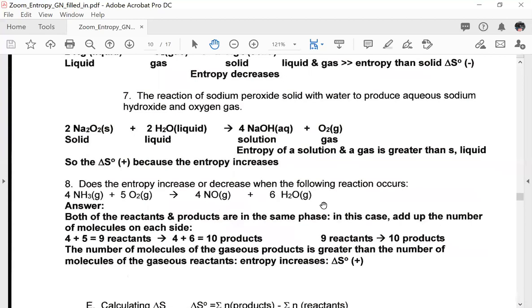So our answer is that both the reactants and the products are in the same phase. When you have this situation, you're going to add up the number of molecules on each side. On this side, we've got 4 plus 5 is 9 reactants, goes to 4 plus 6, which is 10 products. We have 9 reactants going to 10 products. The number of molecules of the gaseous products is greater than the number of molecules of the gaseous reactants. Entropy increases. Therefore, our delta S at the standard state is positive.